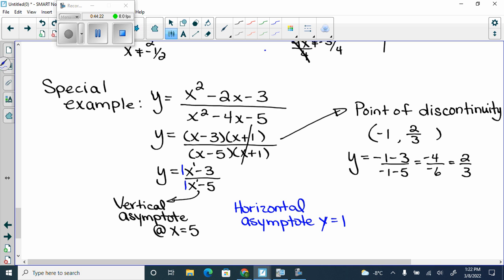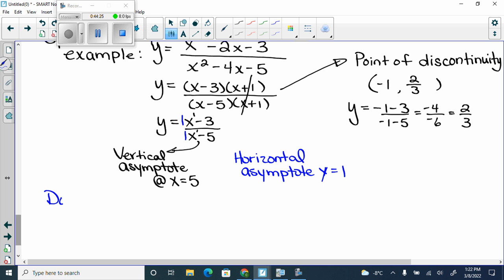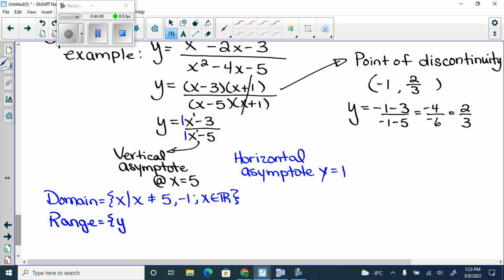So if I went to do domain and range here, my domain, I have two values that don't exist. I have an open dot and I have this one, right? Open dot and I have that one. So my domain is going to be x such that x can't equal 5 because of the asymptote, and -1 because of the point of discontinuity, x is a real number. And my range is going to equal y such that y can't equal 1 because of the asymptote, and 2/3 because of the point of discontinuity. Y is a real number.